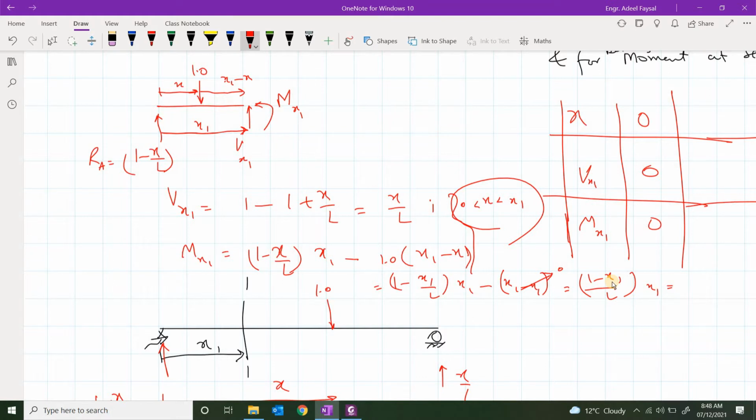So this is 1 minus x1 over L times x1. Now x1 cannot be a negative quantity. Agree? Because a distance x1 has to be something between 0 and L. So it's a positive quantity. It means this is something positive. This is something positive. Agree?